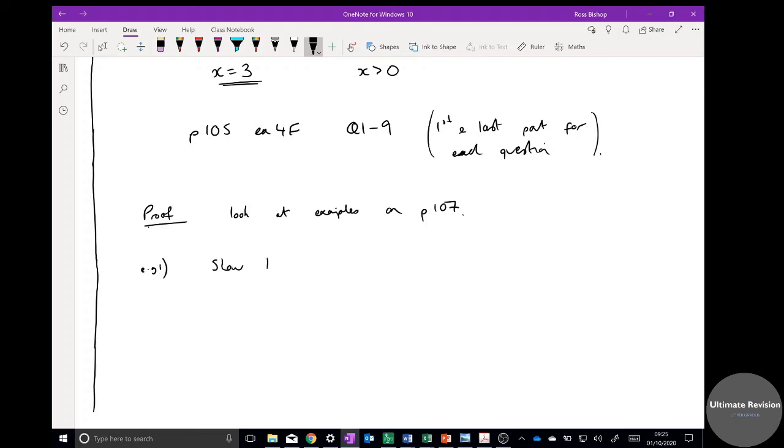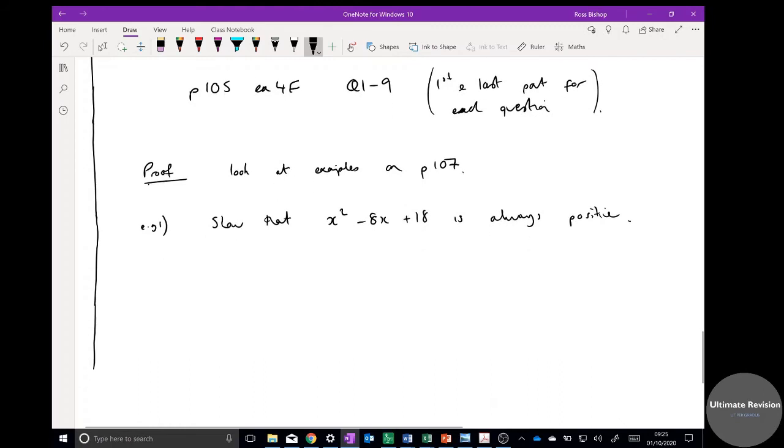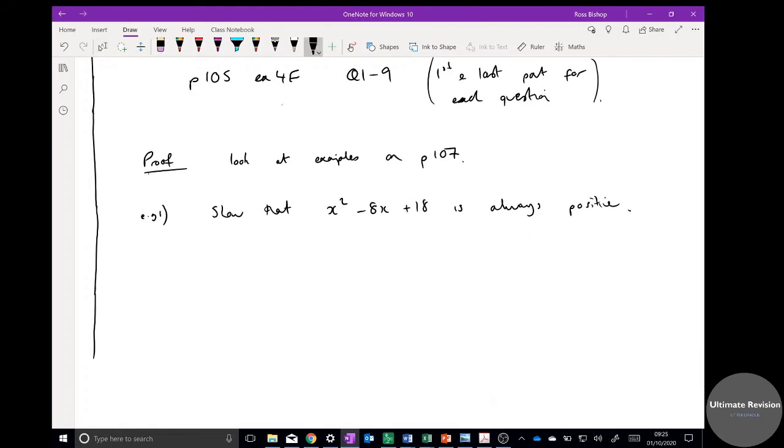Show that x squared minus 8x plus 18 is always positive. So whatever value of x I put in there, I will get a positive outcome. That's what I'm trying to show. Best way to show something is positive when you've got a quadratic is to complete the square. So complete the square for this function.